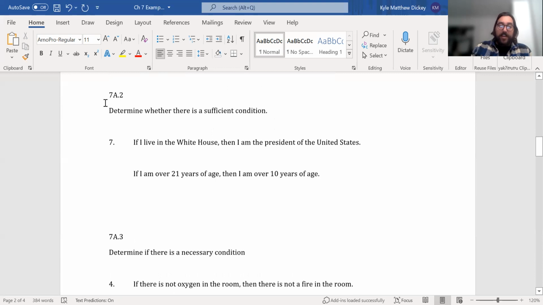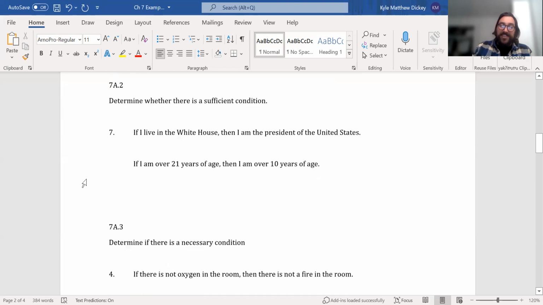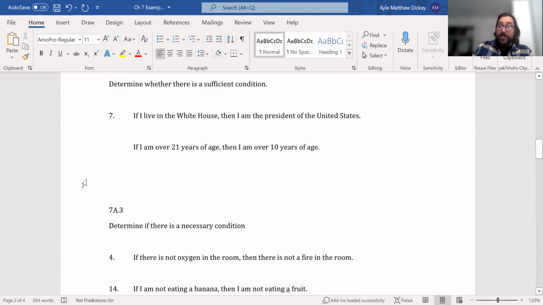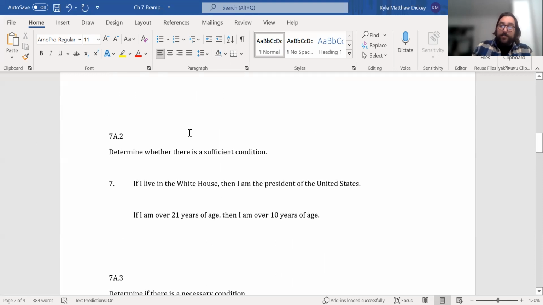Moving on to 7a.2, we can try and determine whether or not there are sufficient conditions and necessary conditions in these conditional statements. This is relevant to some of the stuff I went into detail over when discussing the material conditional. So is there a sufficient condition in number 7 here? If I live in the White House, then I am the president of the United States. Okay, well, we know that living in the White House and being president are related in some way, right? The president of the United States lives in the White House. That's supposed to be a thing, right?